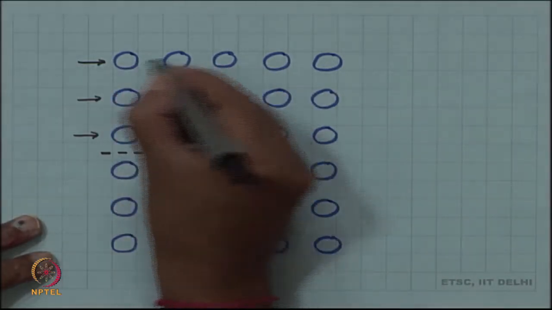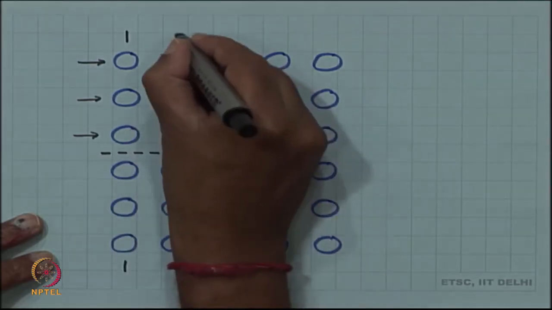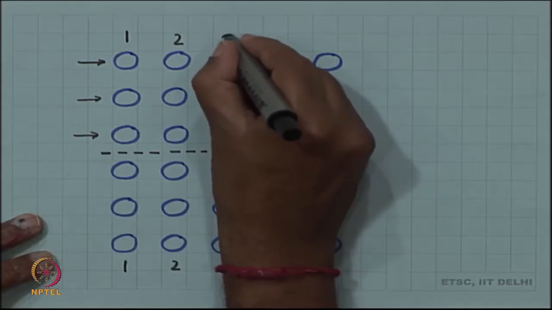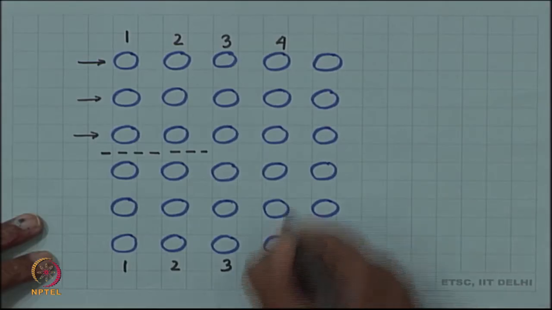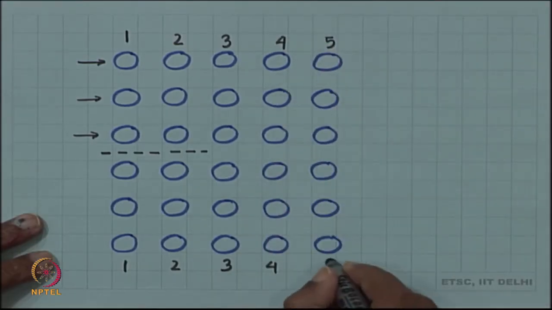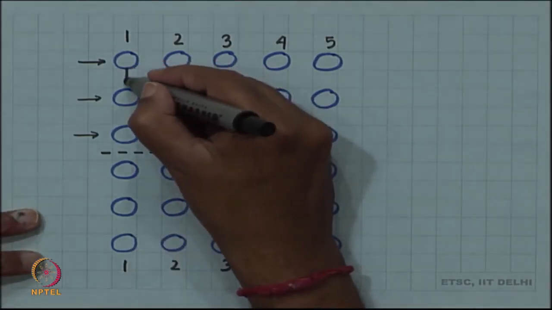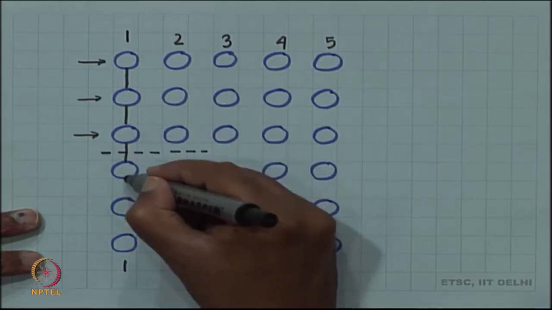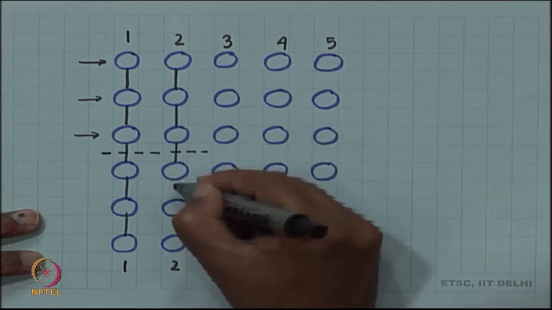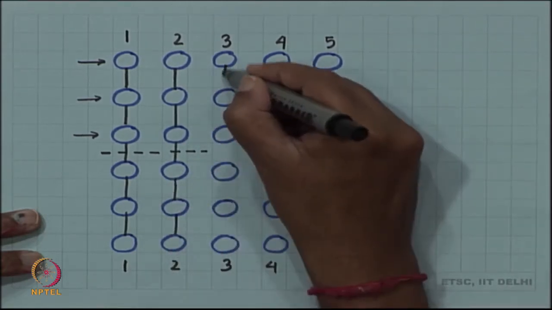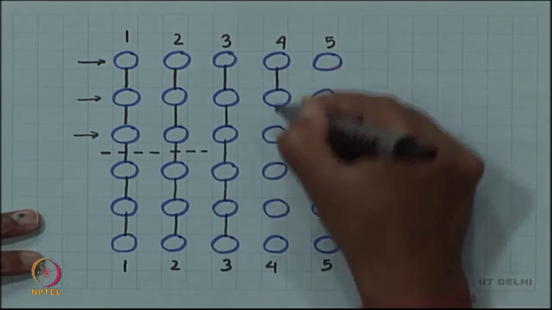Let me label the planes. So, I call this plane 1, plane 2, plane 3, plane 4 and plane 5. I am labeling the vertical planes. Think of these as vertical planes. So, I have these vertical planes.